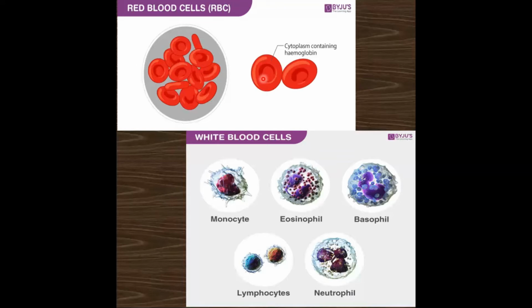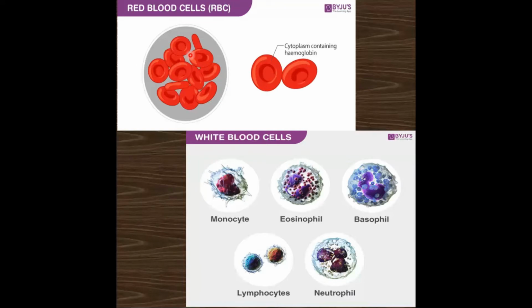This diagram shows the red blood cells, which are red due to the presence of hemoglobin, and hemoglobin is a transport molecule and is also a pigment. So as a result, blood shows red color.